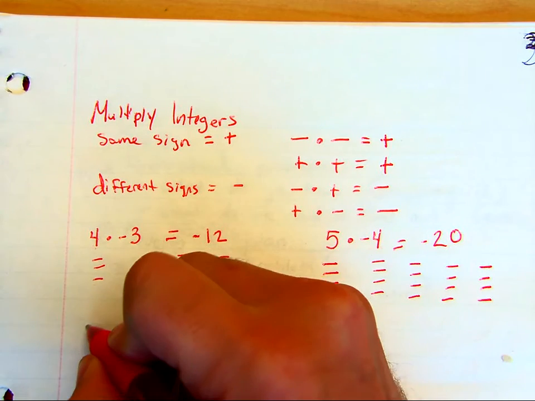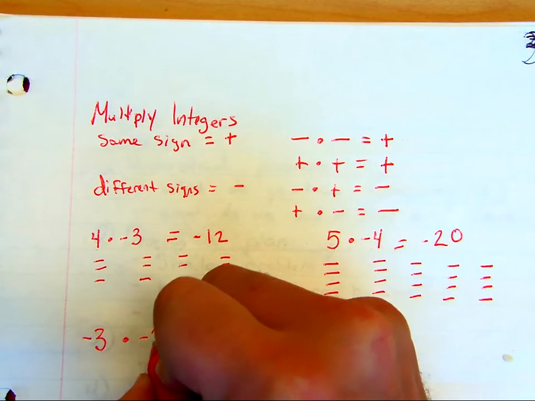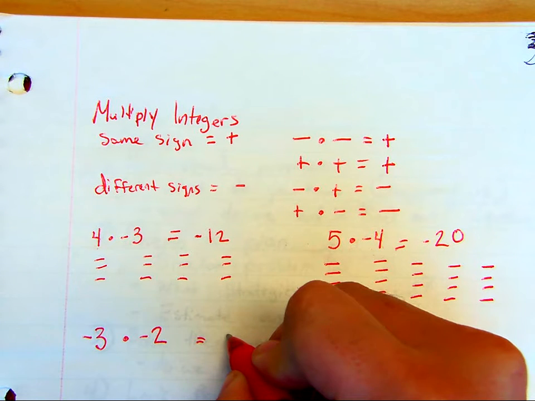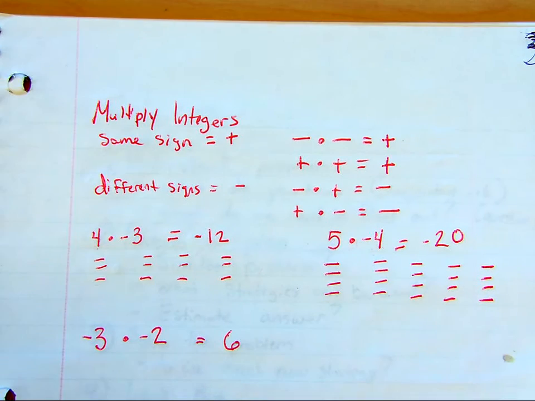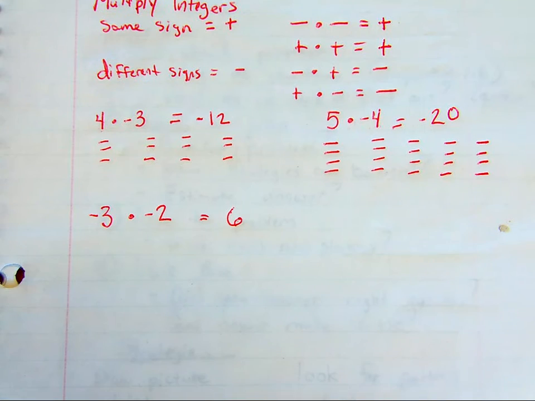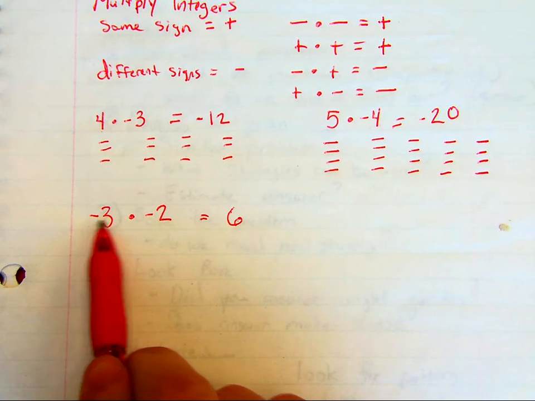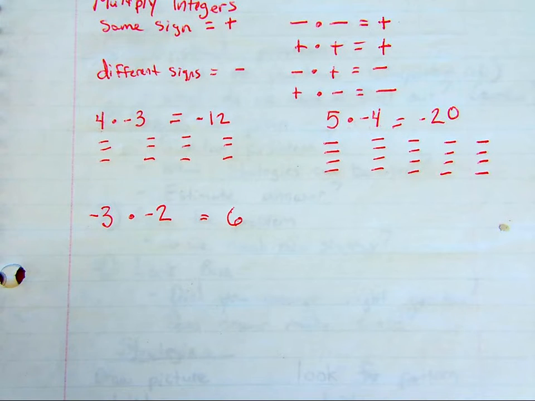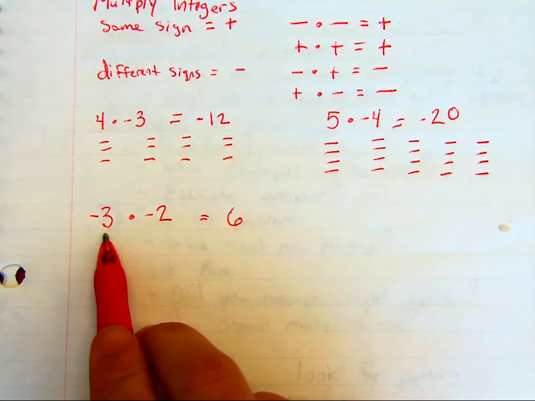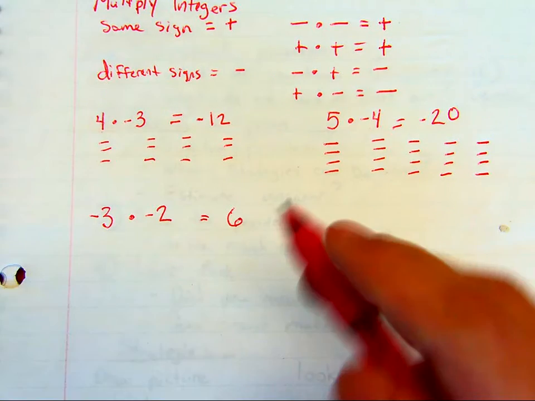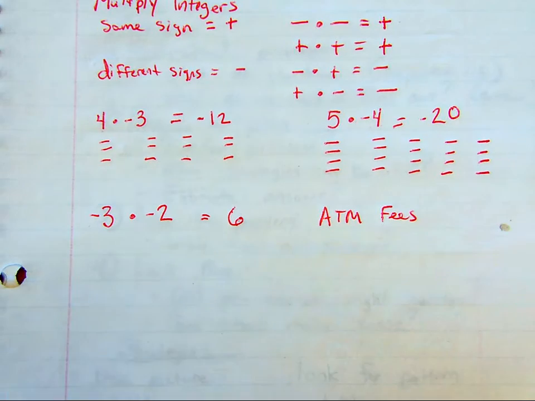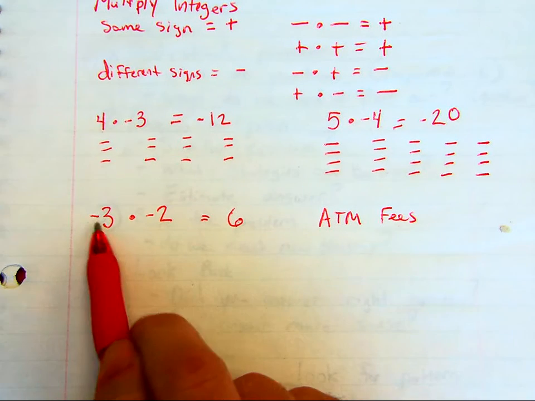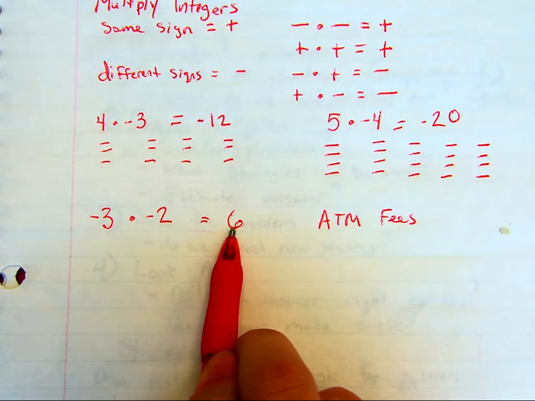Now when we're going at something like negative 3 times negative 2, that is a positive 6. The best way I can describe this is like saying I'm taking away 3 groups of negative 2. So at the bank, sometimes with ATM fees, the bank will charge you ATM fees. Well, if they took away those fees, then your bank account would go up.